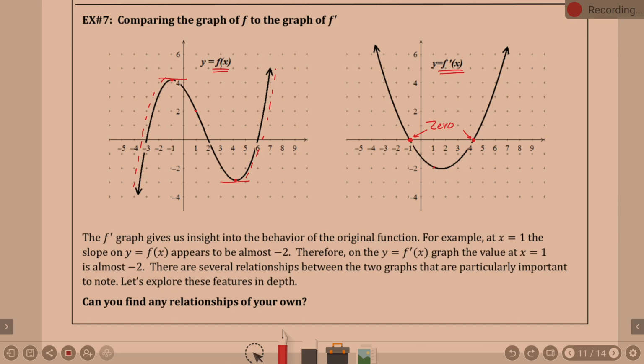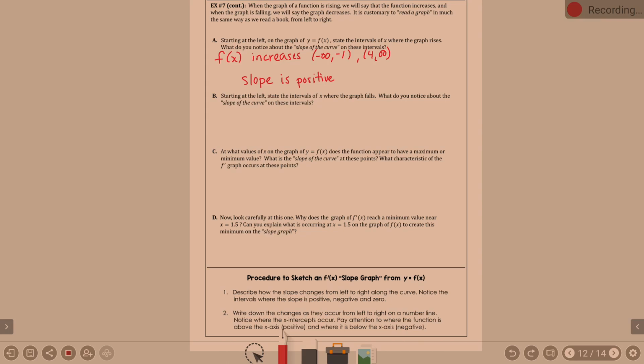Okay, B. Starting at the left, state the intervals of x where the graph falls. What do you notice about the slope on these? Well, when the graph falls, what are we talking about? That is decreasing. Where's it going to decrease?